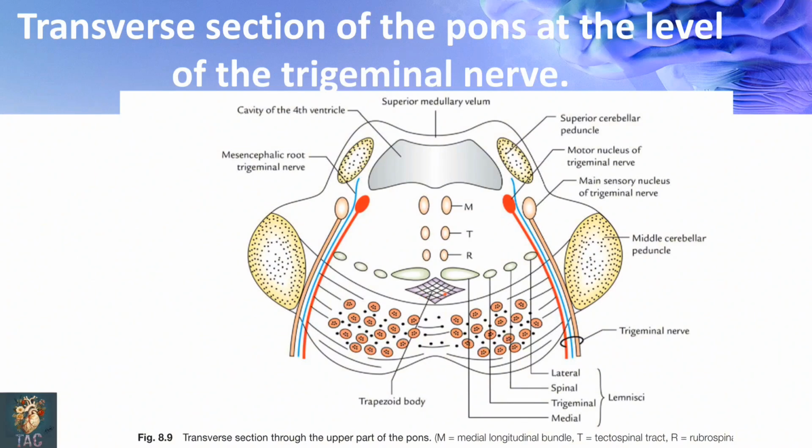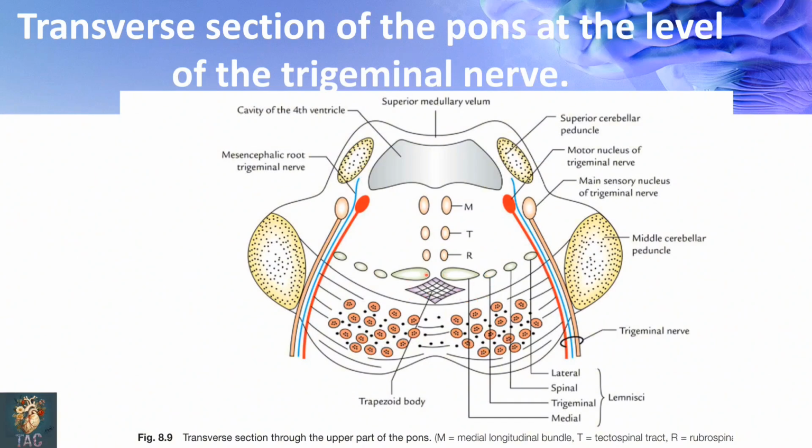Then there is the trapezoid body, which is formed by the fibers of the cochlear nerve nuclei. Most of the fibers relay in the ventral cochlear nuclei, some relay in the dorsal, and then they cross to the opposite side forming the trapezoid body. Some fibers do not relay in the dorsal and ventral cochlear nuclei, but they cross in the trapezoid body and then relay in the nuclei of the opposite side. So the trapezoid body is basically the fibers of the cochlear nuclei which are crossing over here.